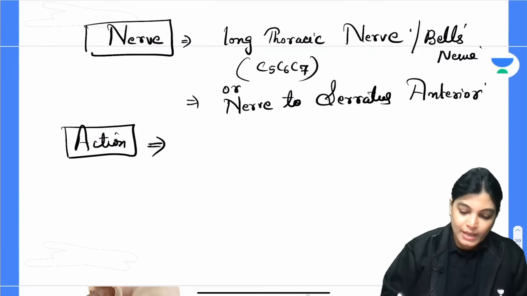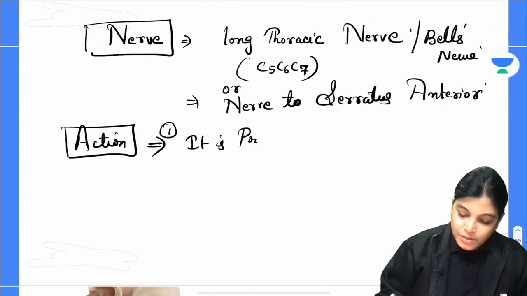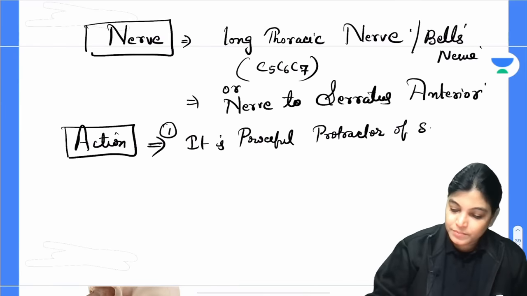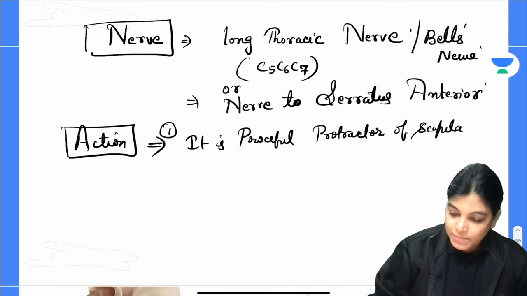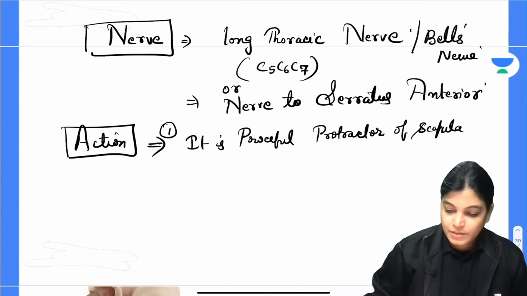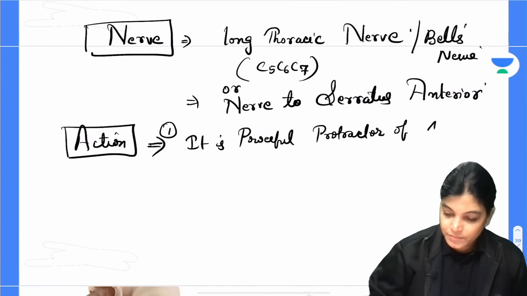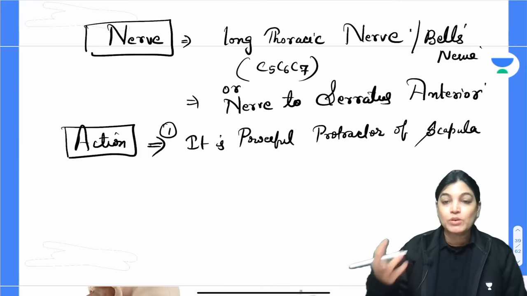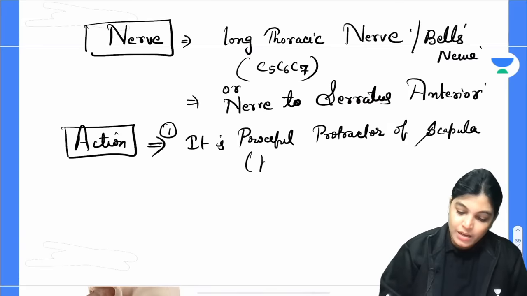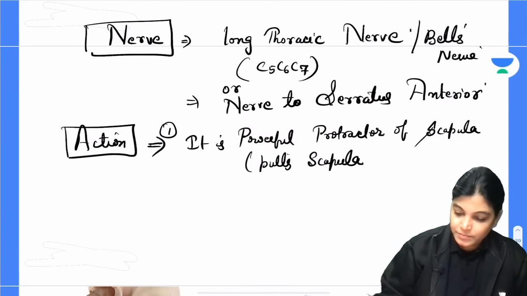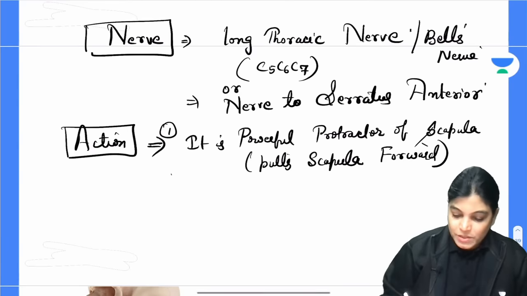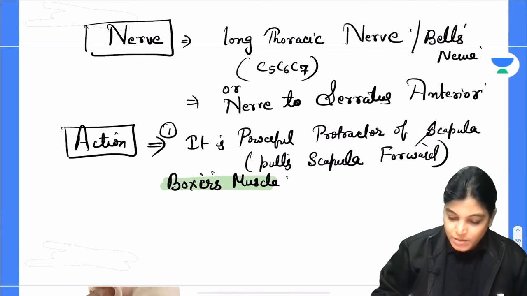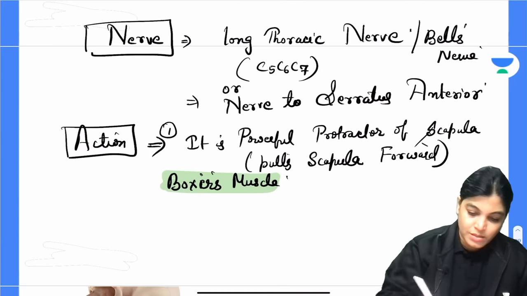So write down: it is a powerful protractor of the scapula. That is, it pulls the scapula forward. What does that mean? It pulls the scapula forward, and this is the action which is required for boxing. This is the reason the serratus anterior muscle is also called the boxer's muscle.